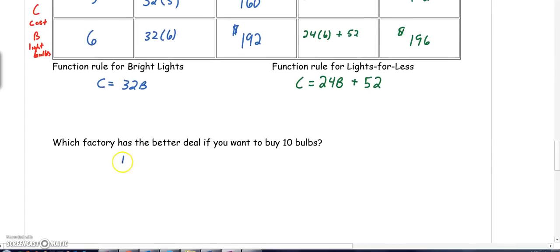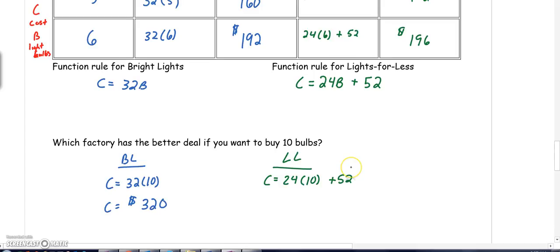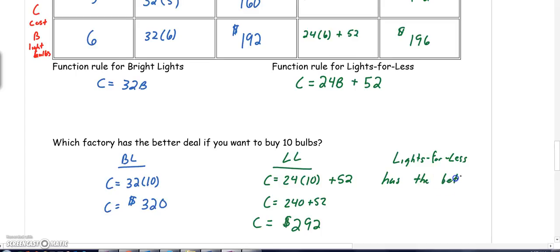So we have Bright Lights. So my cost is equal to $32 times the 10 bulbs. So at Bright Lights, it costs $320. At Lights for Less, our cost is equal to $24 times 10 bulbs, plus my one-time shipping fee of $52. So I have $240 plus 52. So my cost is $292. So Lights for Less has the better deal for 10 bulbs.